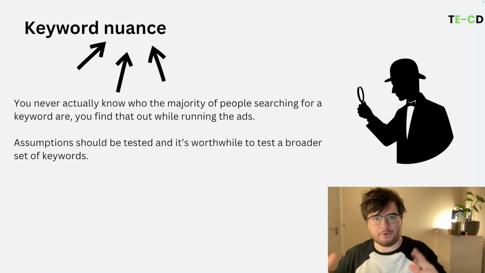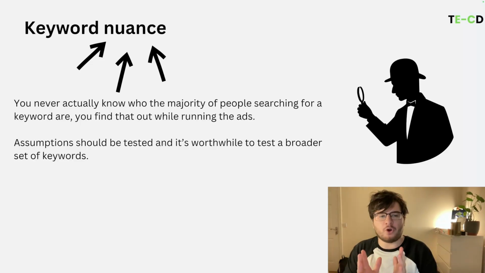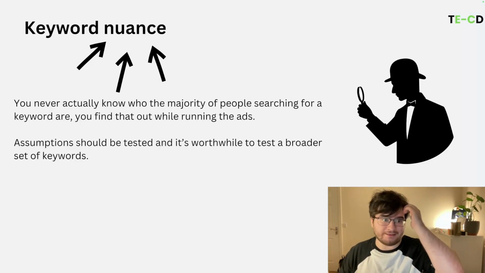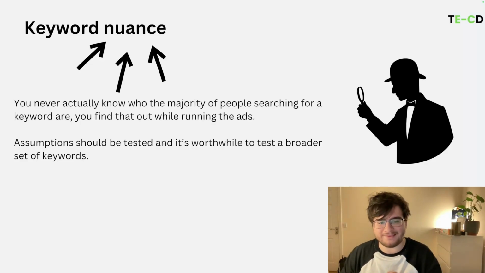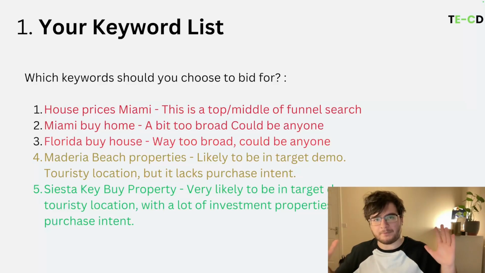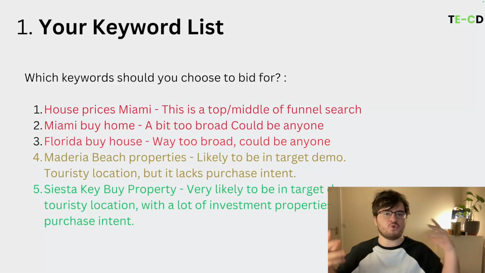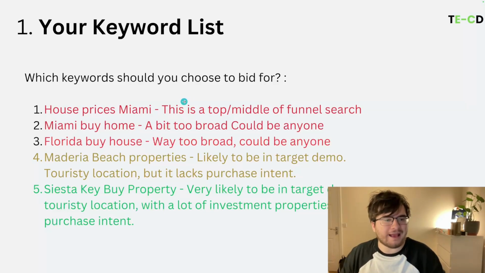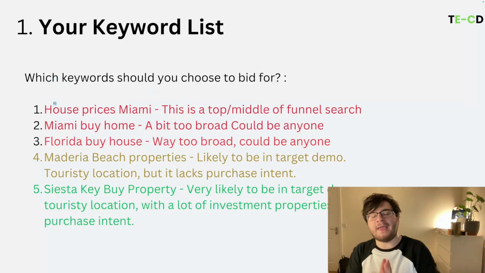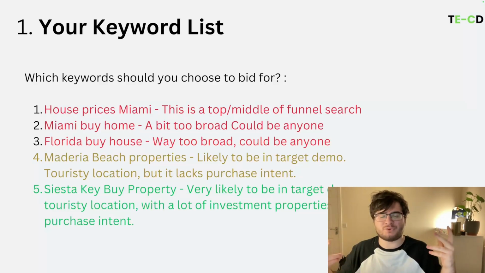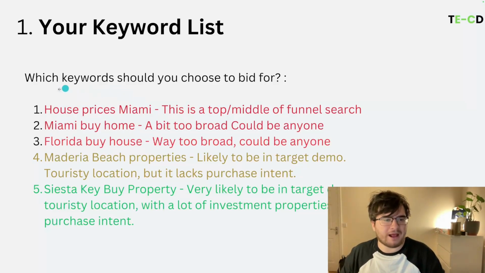We're going to talk a little bit about keyword nuance. You never actually know who the majority of people searching for a keyword are. You find that out while running the ads. Assumptions should be tested, and it's worthwhile to test a broader set of keywords. So you might want to go a little bit broader because you never really know what type of results you're going to get. Especially if you write your ad copy correctly, you could run ads for house price Miami. You'd be paying a little bit more, but if you have investment property or expand your investment portfolio in your ad copy, you can still run for house price Miami.